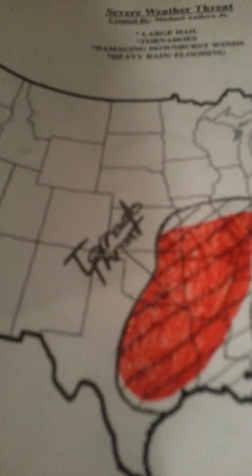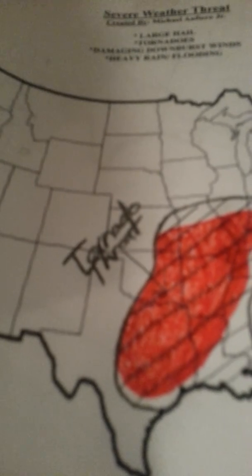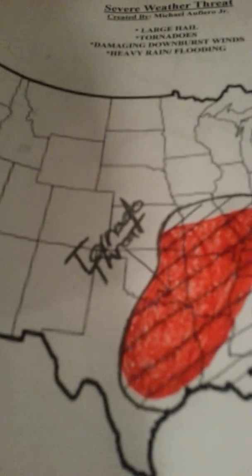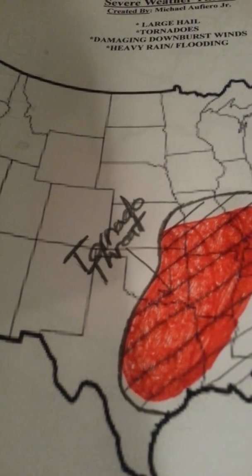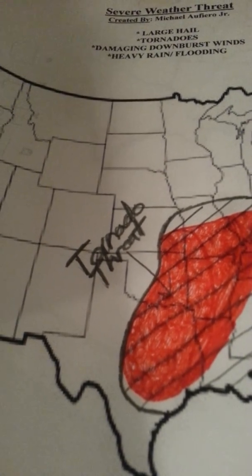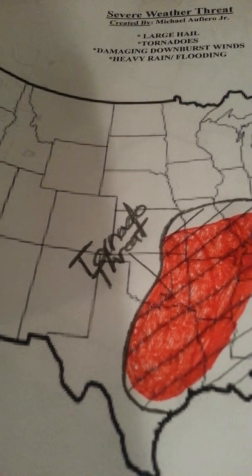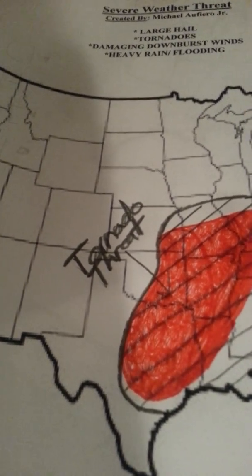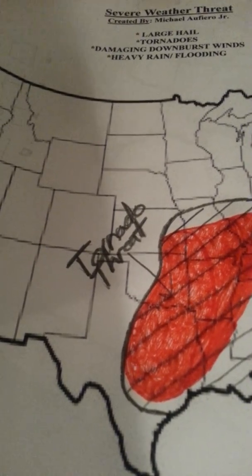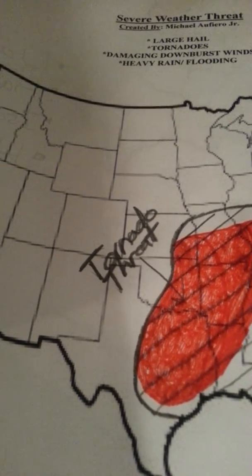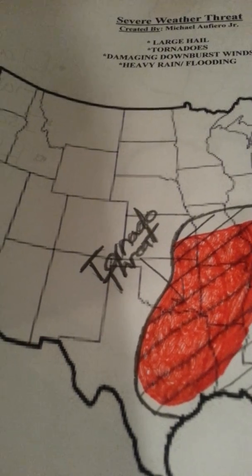Jasper, you're in it. Jasper, Texas. Tulsa, Oklahoma, you're in it. Little Rock, Arkansas, you're going to be in the threat. Shreveport, Louisiana, you're in the threat. New Orleans and Baton Rouge, you kind of escaped the main threat, but you could see some storms later on tonight. Going into Missouri, Jefferson City, you're in it. Kansas City, you're in it. St. Louis, you're in it. Springfield, you're in it.